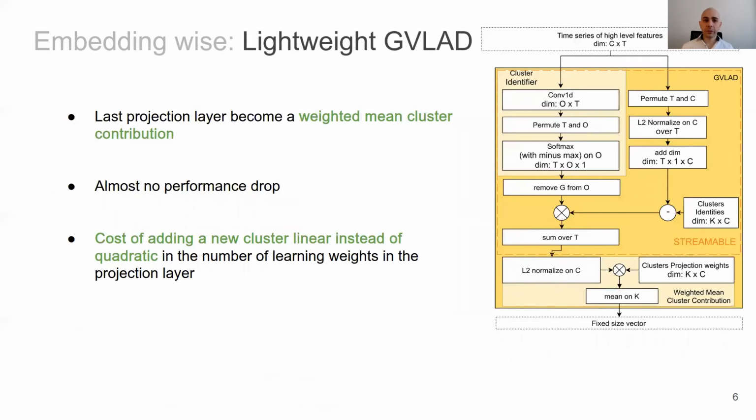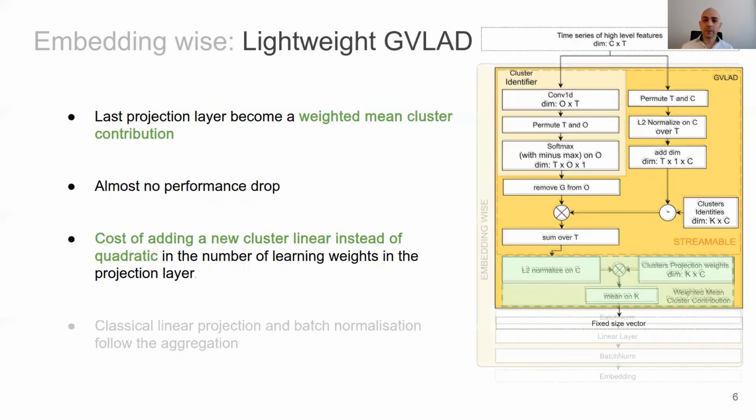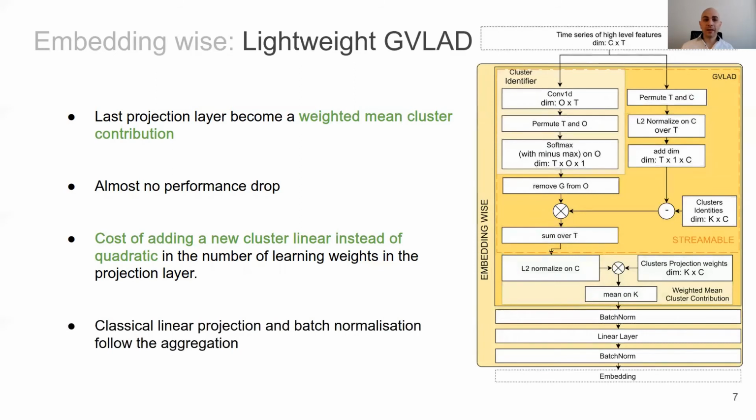To solve this issue, we proposed a lightweight GVLAD replacing the last projection layer by a weighted mean of cluster contributions, which comes with almost no performance drop, and the cost of adding a new cluster becomes linear instead of quadratic in the number of learning parameters for the projection layer. We add linear projection and batch normalization after this. The overall is called the embedding-wise part of the network.